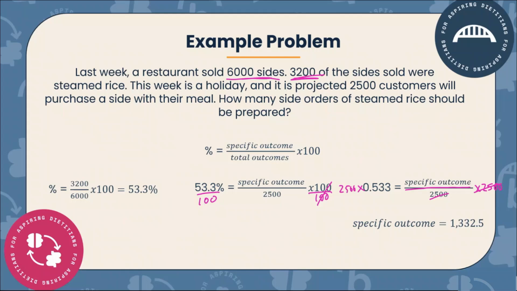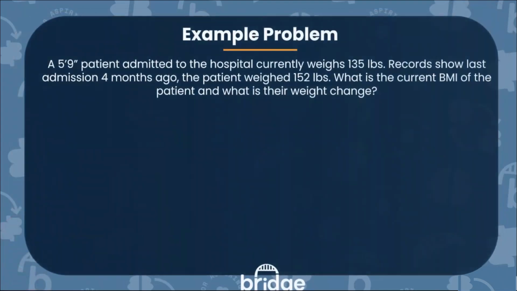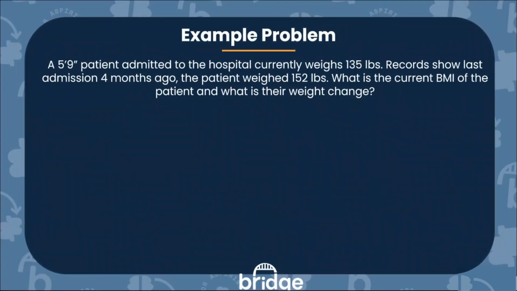Let's do one more, and I think we should get out of food science for this one. This problem says that we have a patient who's 5'9", admitted to the hospital, currently weighing 135 pounds. But records show that 4 months ago on admission, the patient weighed 152 pounds. So what is the BMI, and what is the weight change of this patient? Pause it. Try it. Both of these problems use the same foundational skills of percent.